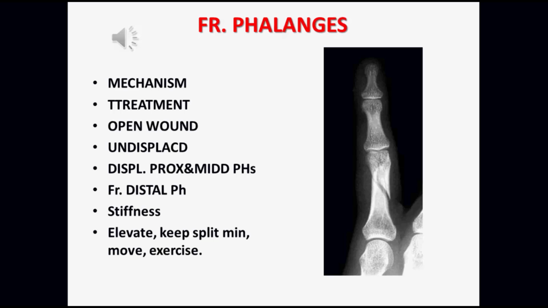Fracture of the phalanges. Phalangeal fractures may result from direct trauma, and any part of the bone may be broken. Treatment: an open wound should be treated carefully with debridement and careful suturing of the wound. Undisplaced fractures need minimal splintage, such as buddy strapping one finger to another. For displaced fractures of the proximal and middle phalanx, the bone should be straightened under local anesthesia, taking care to avoid malrotation.